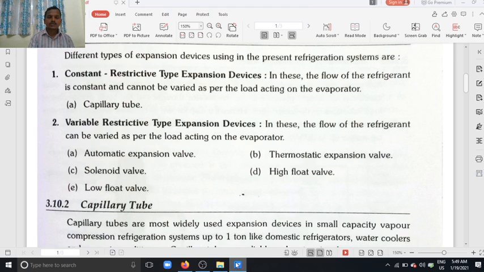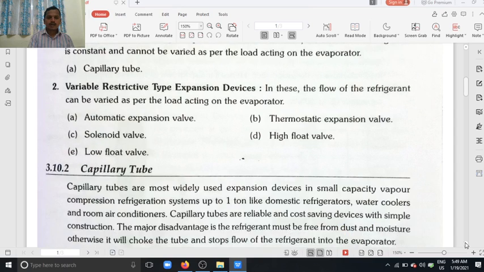Now the variable restrictive type expansion device. In this system, it regulates the rate of flow according to the load conditions. It restricts, regulates and meters the flow. Examples in this type are automatic expansion valves, thermostatic expansion valves, solenoid valves, high float valve and low float valve.